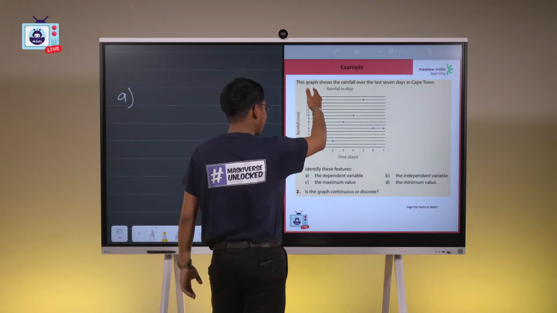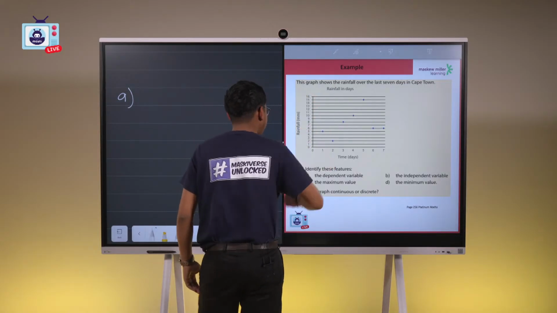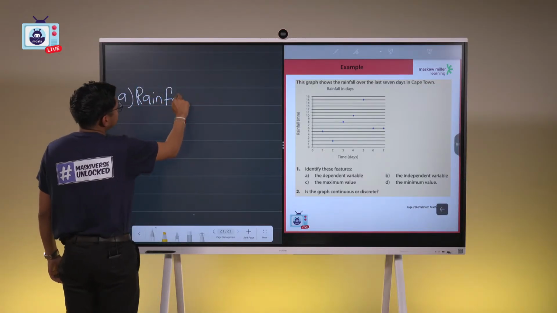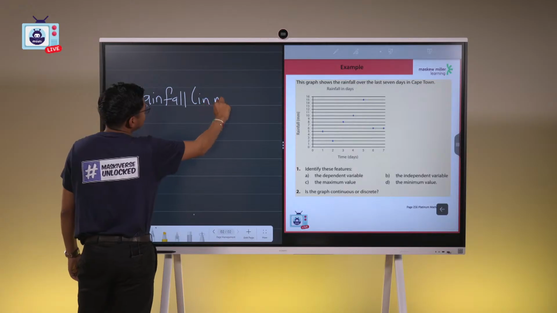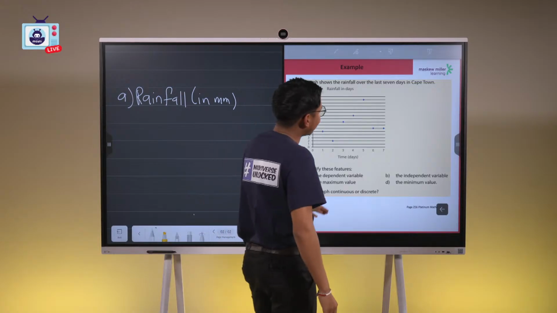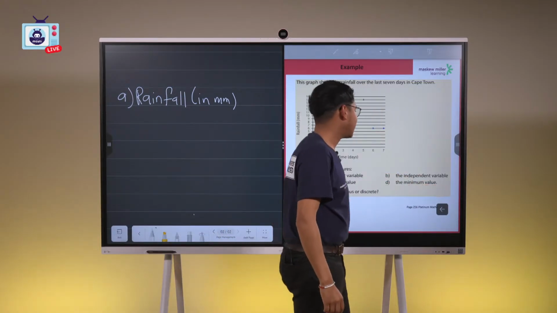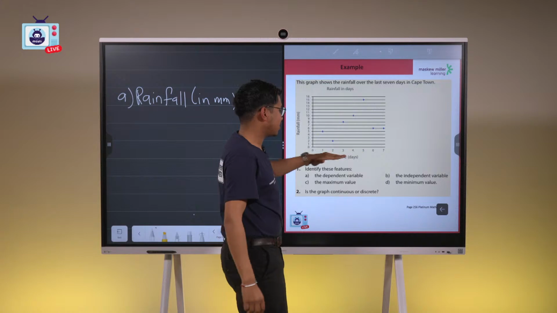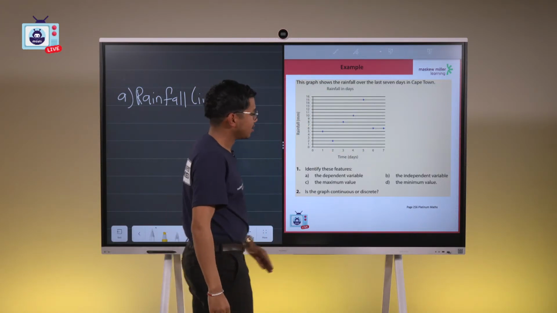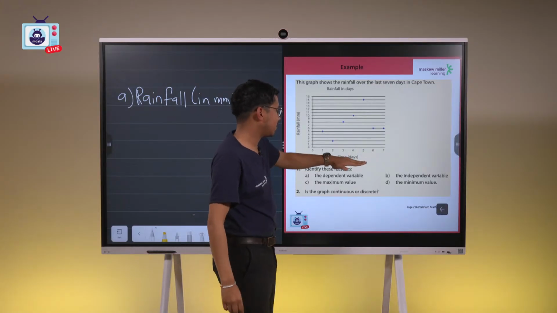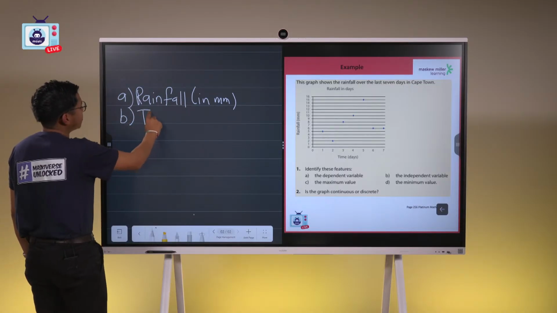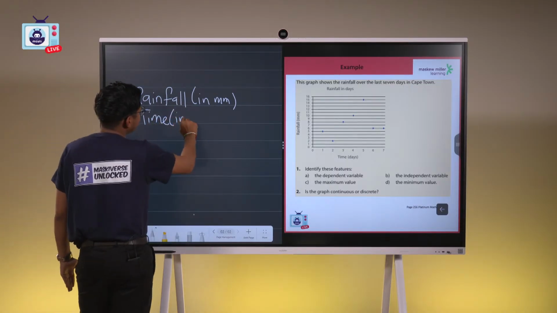So obviously, my dependent variable is the rainfall in millimeters, right? So that is the rainfall in millimeters, that is what my dependent variable is. And then the independent variable, right, is obviously the one that sits here at the bottom, the one that is not manipulated or that doesn't change, right? So the independent variable is obviously the time, which is given in days. So to answer the question for B, it is the time, which is given in days.